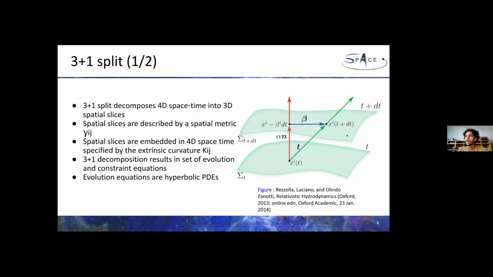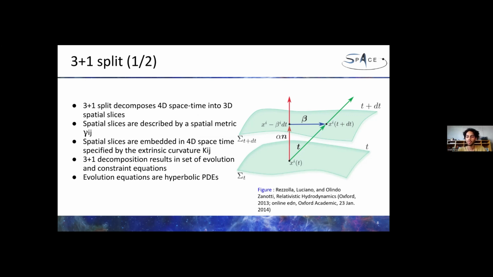So on the image on the right, you can see these surfaces. For your imagination, please imagine these as 3D surfaces, and they are surfaces of constant time. So we split our 4-dimensional space-time into these hypersurfaces, as we call them, and the surfaces are described completely by the spatial metric. Now, these slices are embedded in a 4-dimensional space-time, and that is described by this object K_ij, which is the intrinsic curvature.